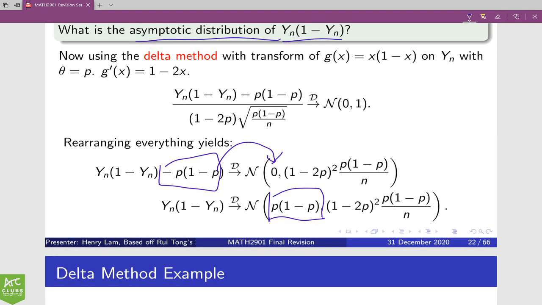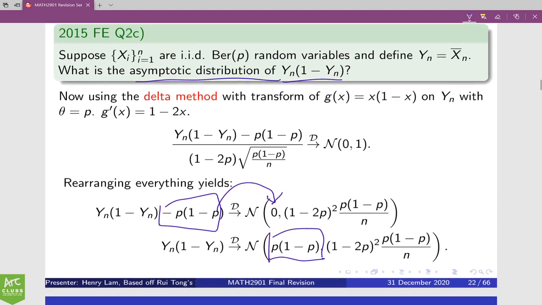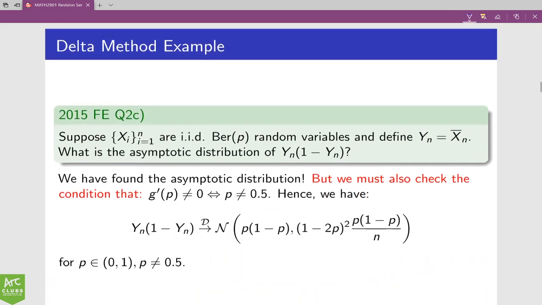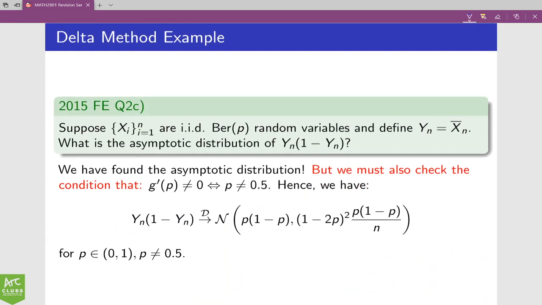And so we found the asymptotic distribution of Y_n times 1 minus Y_n. That's pretty good, right? Now we need to check some other condition. I kind of skimmed over it. We must also check that the derivative at the mean value from before is non-zero, because if it was 0, this method doesn't work and you might have to do some other approach. So in other words, p can't be equal to half. So, asymptotically speaking, this random variable converges to normality for these values.